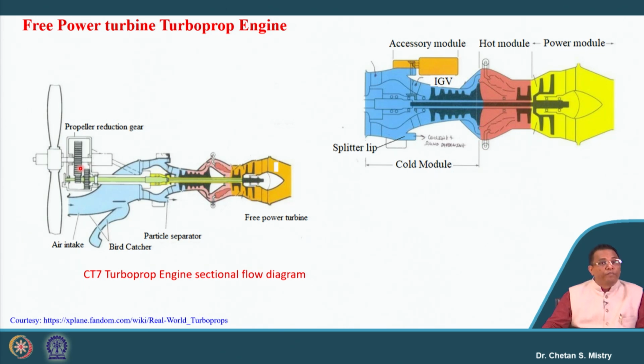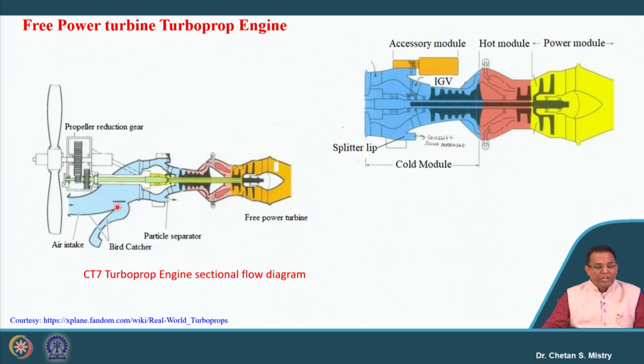Now for a turboprop engine, the most challenging part is not only to design these compressors or turbines or the combustion chamber. The most challenging part is to design the intake, and we know how we have placed this intake. That will give us the efficiency of the engine and the performance of the engine. Here in this case, this is the CT7 engine.